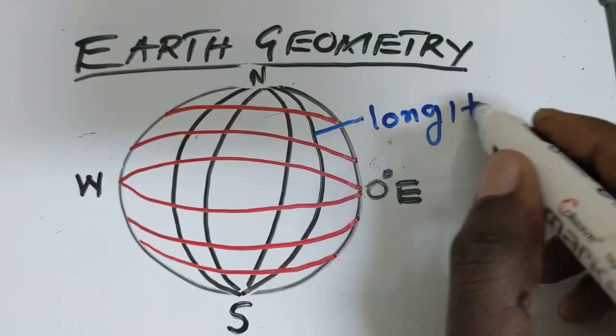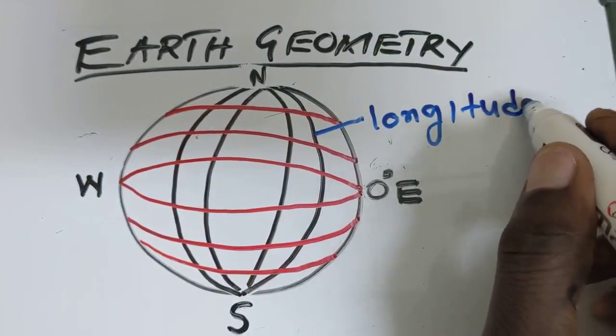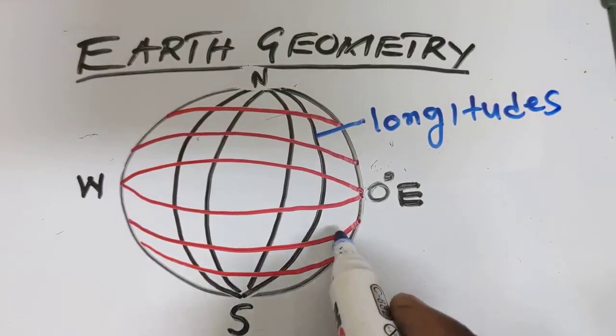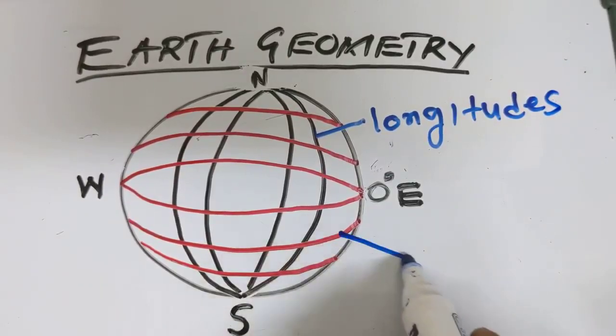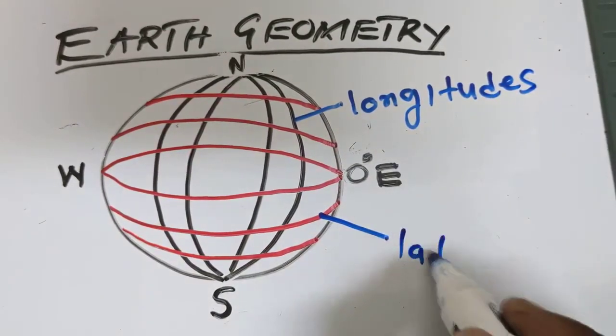Longitudes, like these. Then there are these which are in red. We call them latitudes.